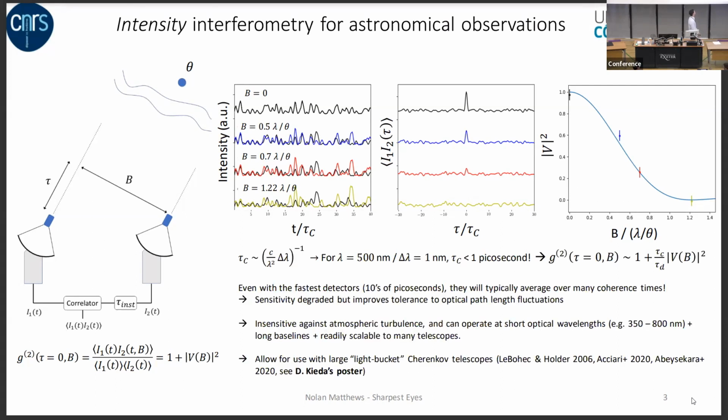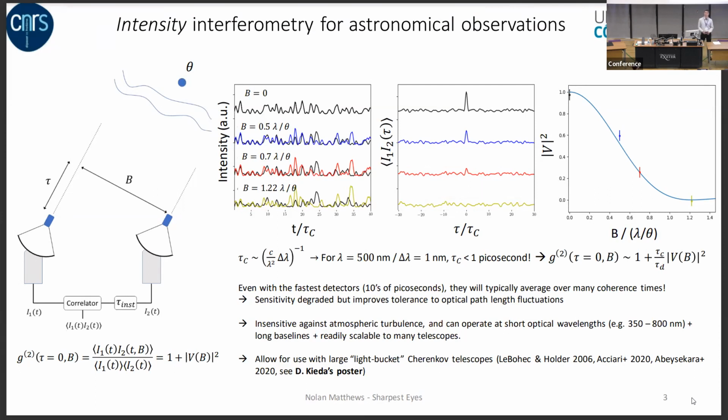The caveat is that the coherence time, the time scale in which these intensity fluctuations are correlated, is very short. For optical light and reasonable bandpass, it's much less than a picosecond. What this does is reduce the contrast of the correlation peak that we see, and ultimately degrades the sensitivity. But the flip side of that is that you've now reduced your required precision in the mechanical system to the path length corresponding to the equivalent light travel time.